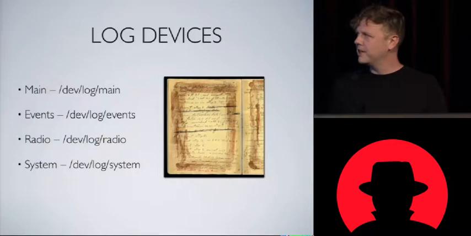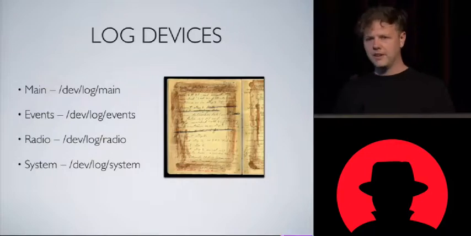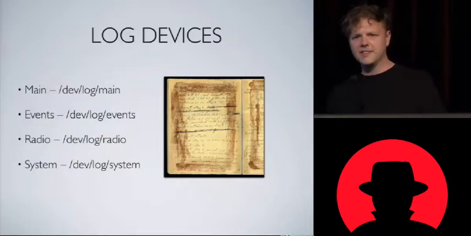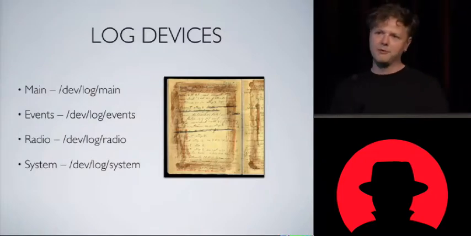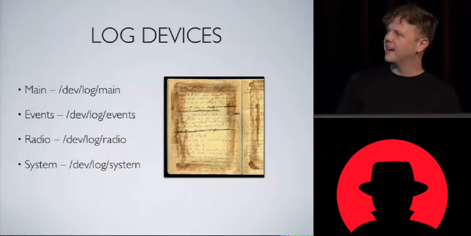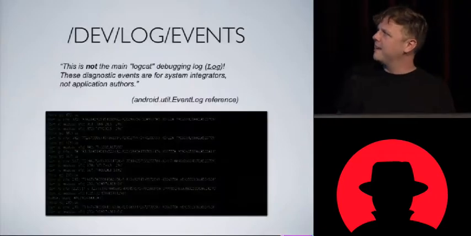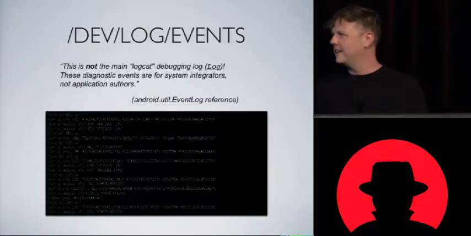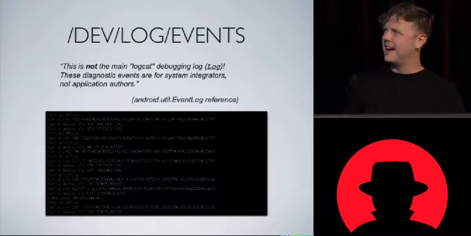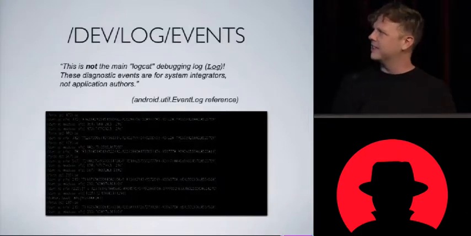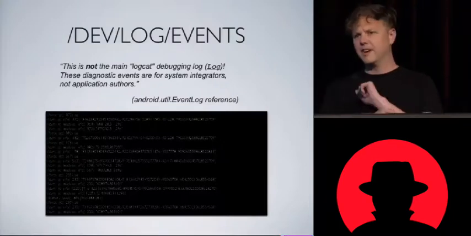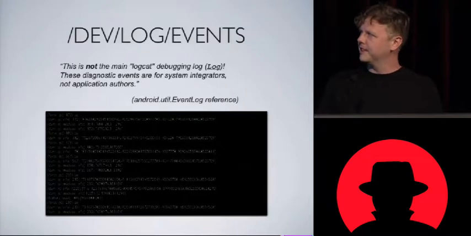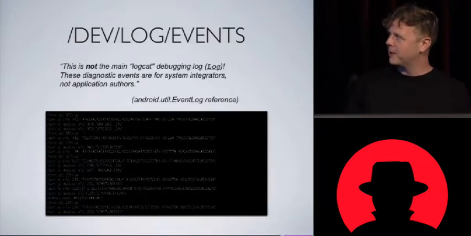On the Android image, up until 2.1, there are three different log devices available. As of Froyo, we've seen the appearance of a 4th log. It's not entirely clear what the split is there yet, but it is available. /dev/log/events is described in the reference documentation as not the main Logcat debugging facility. These are diagnostic events for system integrators and not application authors. For the most part, there's nothing interesting there, but we'll see something developers should be aware of in a minute.